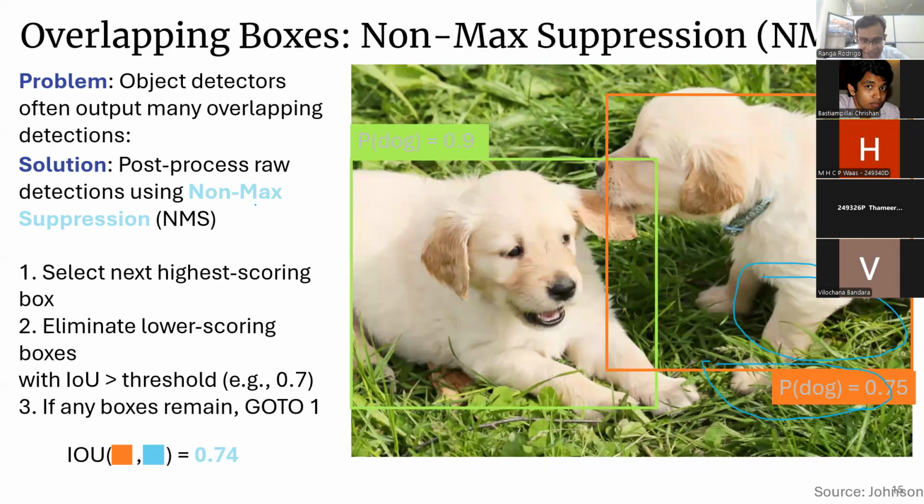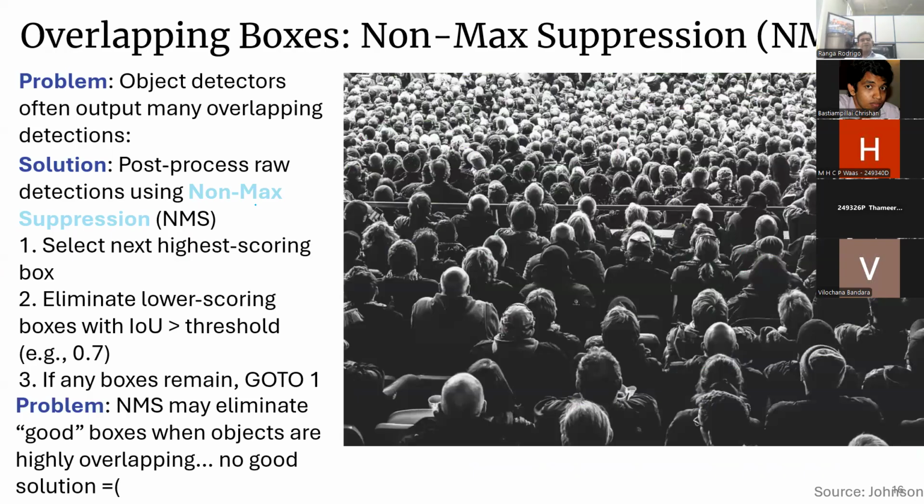But now you can see this non-maximal suppression will have a serious problem if many objects overlap, as it may eliminate good boxes when the objects are highly overlapping. When the objects are overlapping, NMS is a problem in a situation like this.